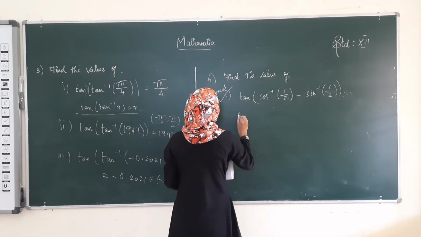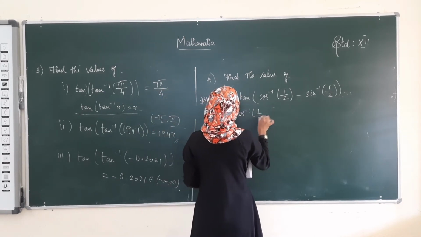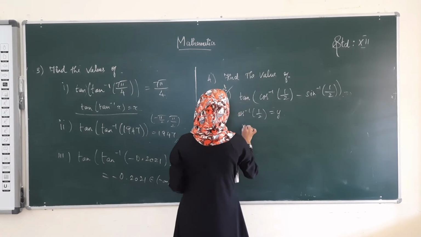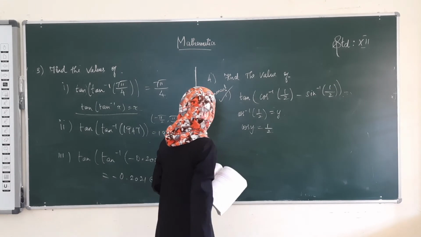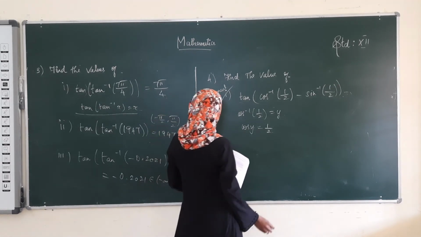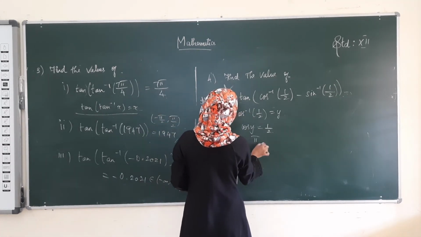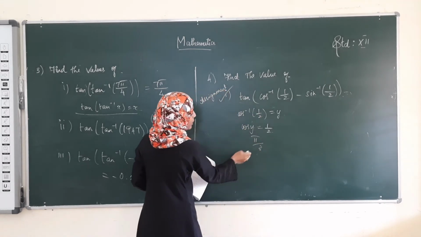First we have to take this alone. Cos inverse of 1 by 2 is equal to y. Then cos y is equal to 1 by 2. For what value of y do we get cos y equal to 1 by 2? We get pi by 3. Therefore, cos inverse of 1 by 2 is equal to pi by 3.